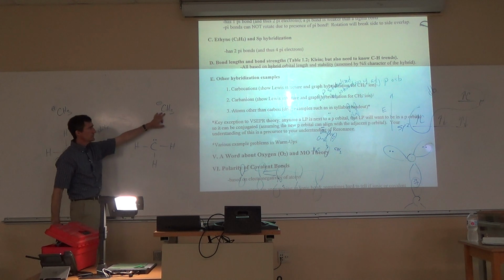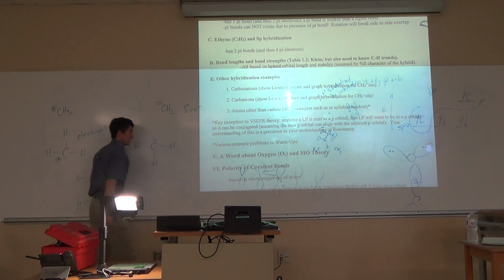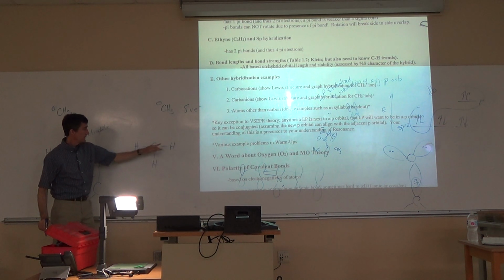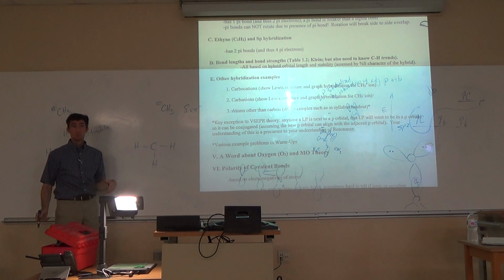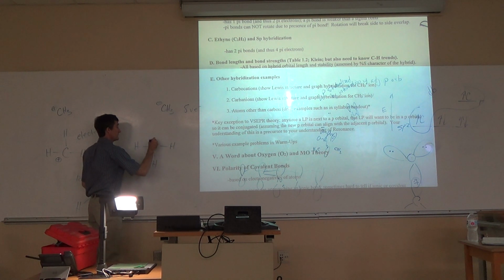How many valence electrons we got? Carbon is 4, H, 7. 4 and 3 is 7. But it's an anion. That means it's got one more electron. So 8. 8 valence electrons. 2, 4, 6. Well, then what's the other 2? Lone pair, you see? It's all there.